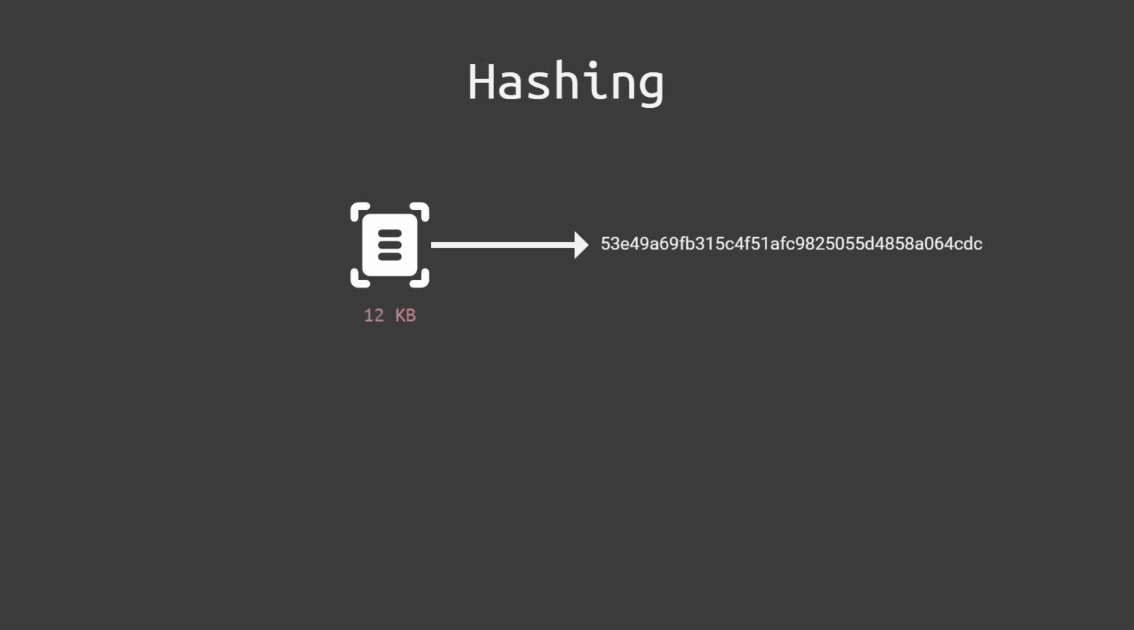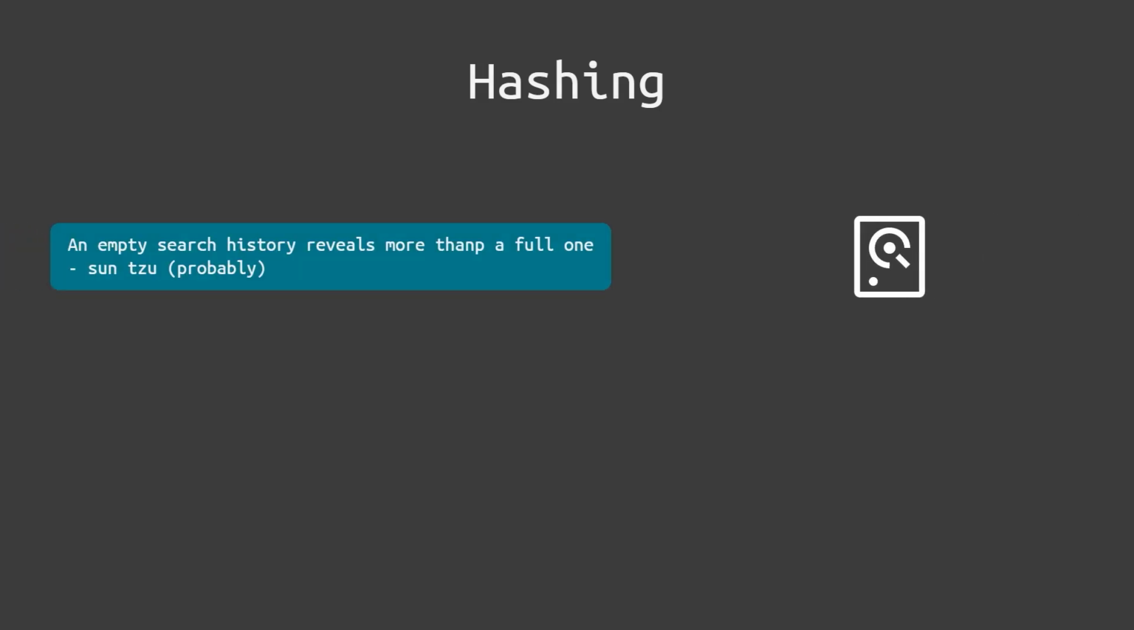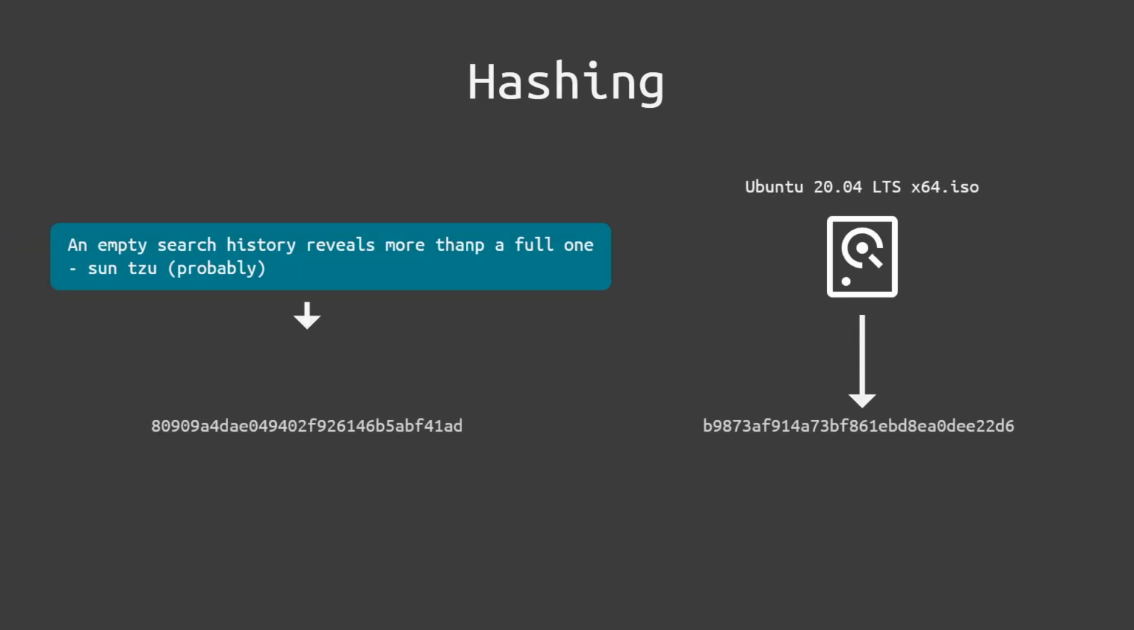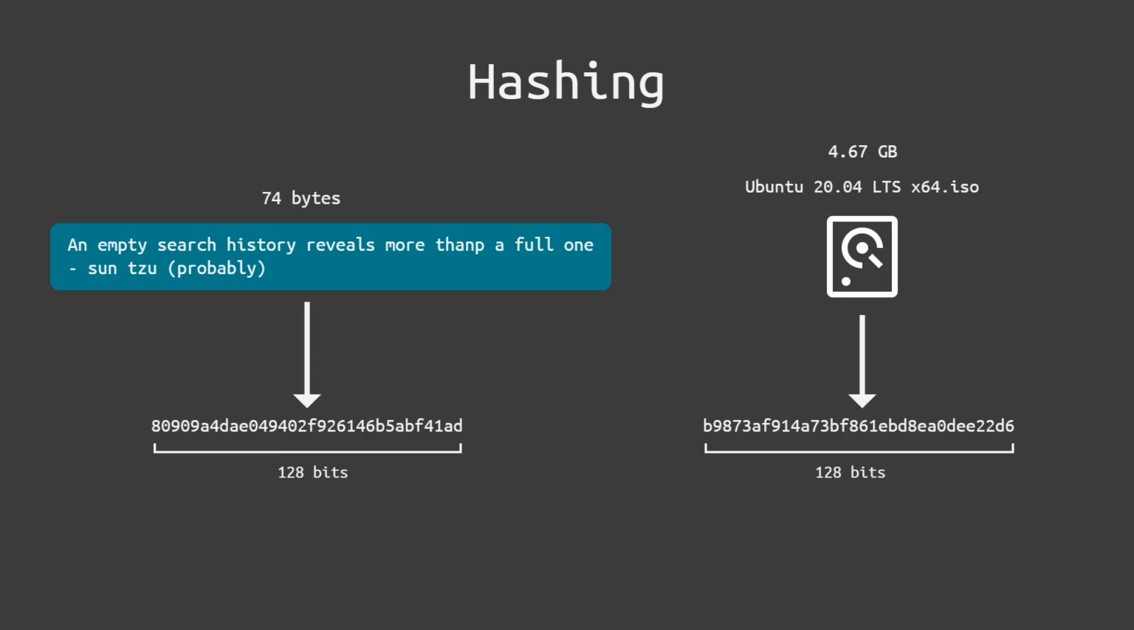Hashing. It takes a piece of data and turns it into a fixed-length string of random characters and numbers. It does this regardless of the size of the data. For example, the MD5 hash of this famous quote by Sun Tzu and this entire Ubuntu x64 ISO file will both be 128 bits long, where one is only a couple of bytes in size and the other a couple of gigabytes. It has a wide range of real-world applications.